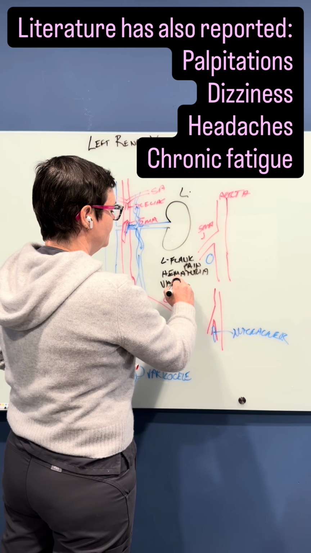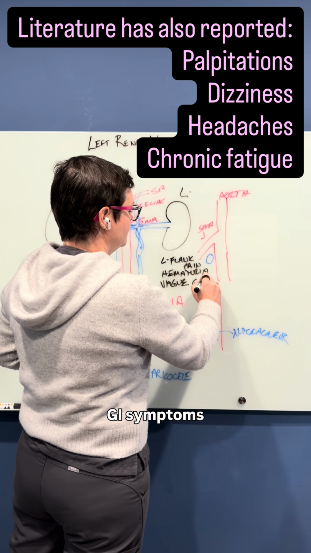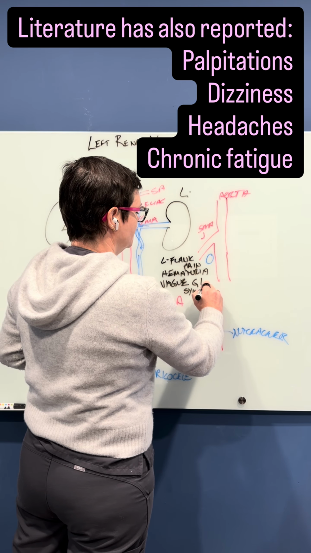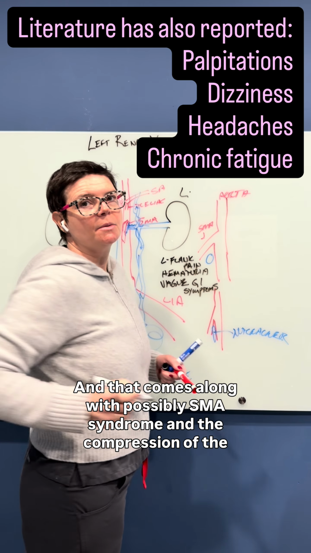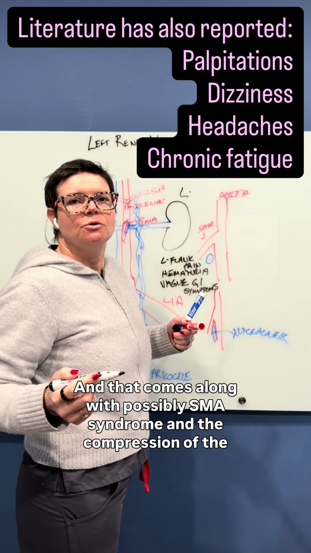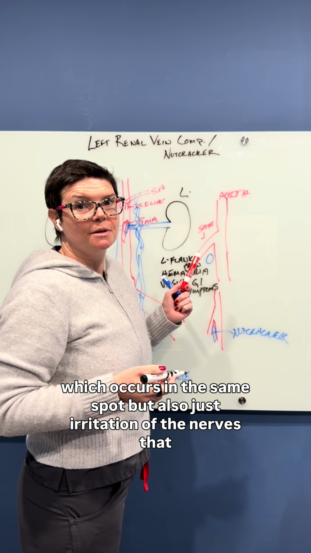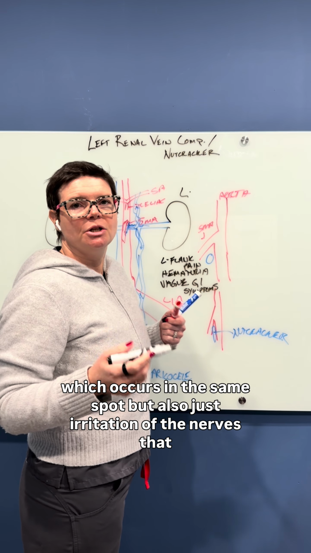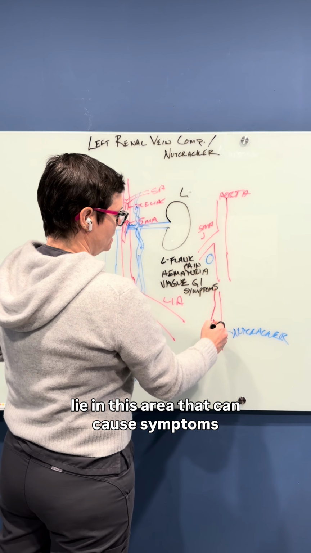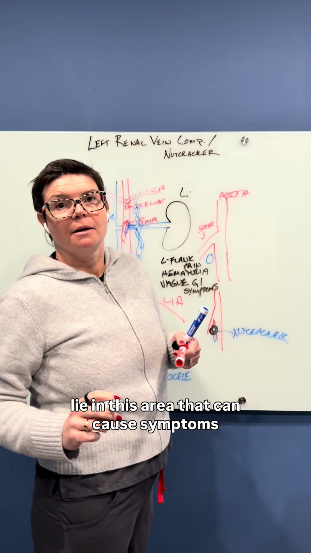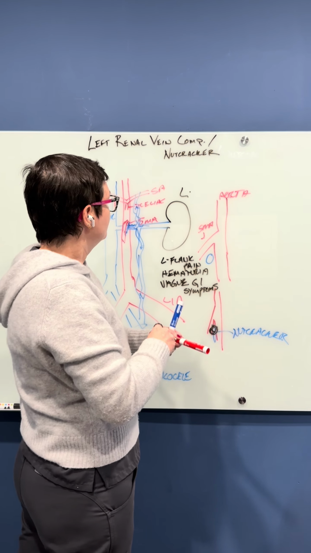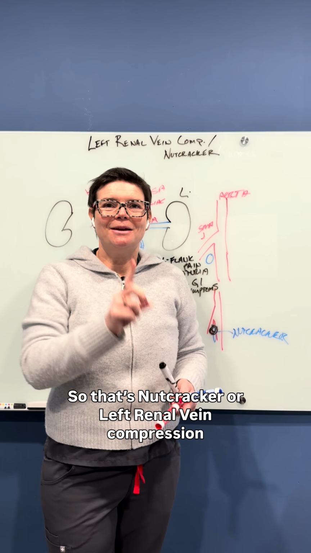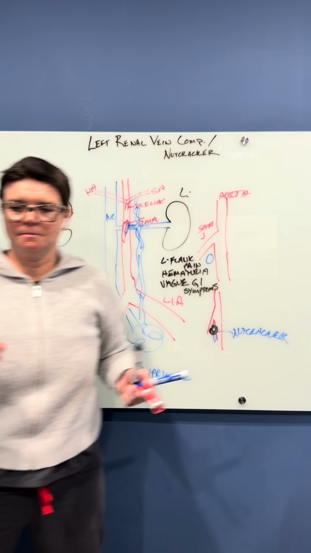Also vague GI symptoms. And that comes along with possibly SMA syndrome and the compression of the duodenum, which occurs in the same spot, but also just irritation of the nerves that lie in this area that can cause symptoms. So that's nutcracker, left renal vein compression.